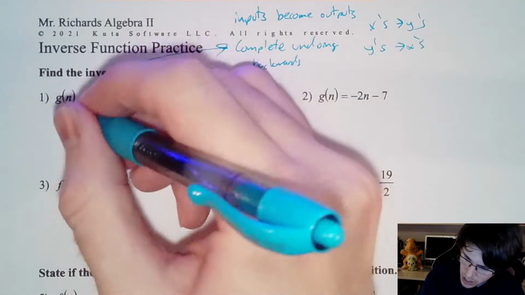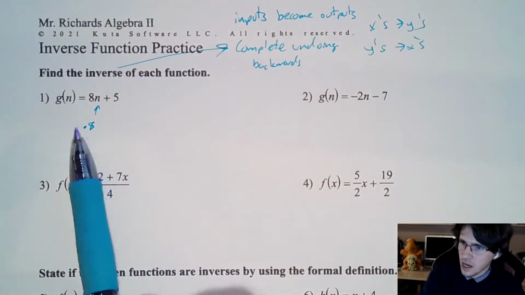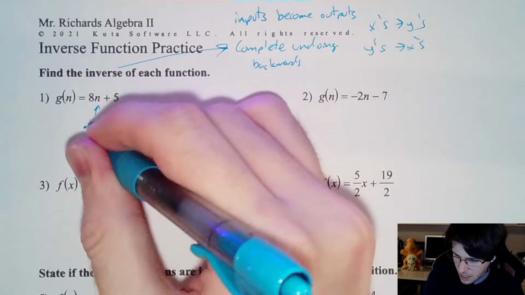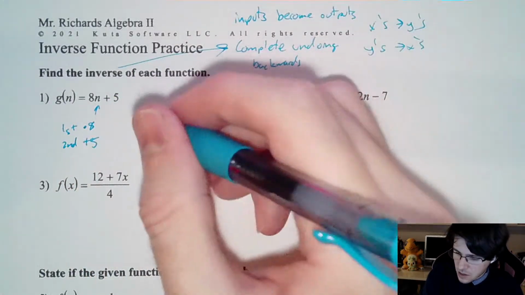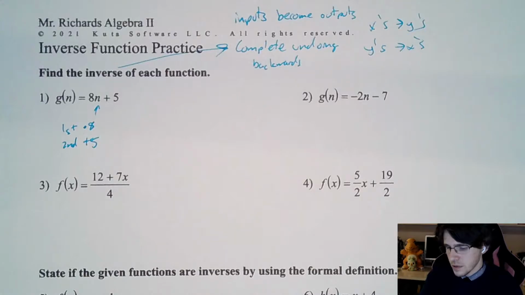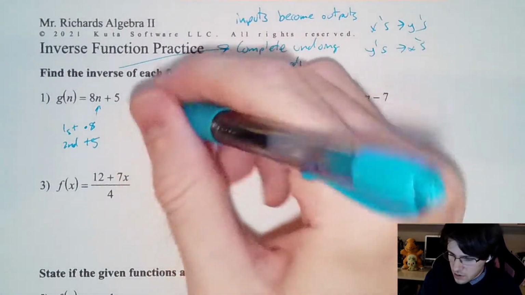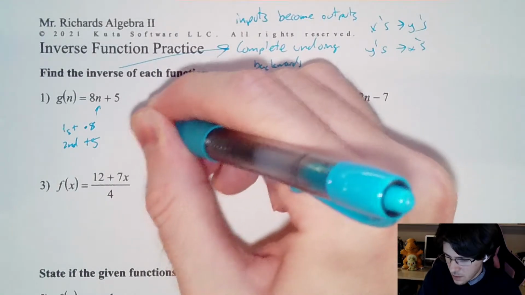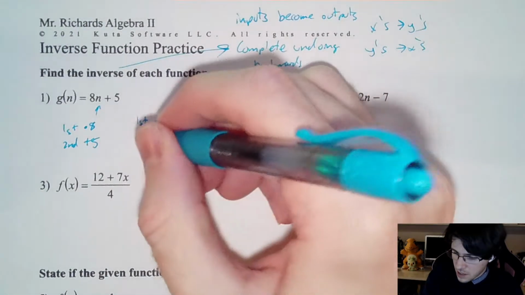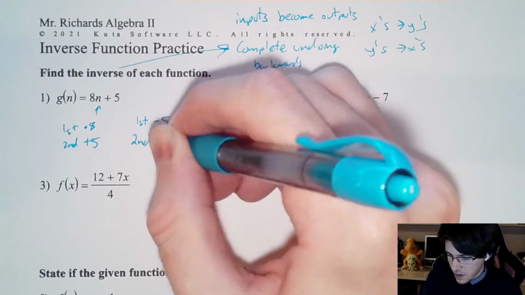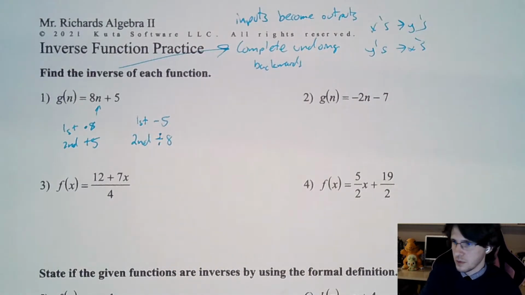So the idea here is what is happening to n. That n right there is getting multiplied by 8. And then after you multiply it by 8, it's going to be adding 5. So this is what happens first, and this is what happens second. So you're going to be undoing it completely. In other words, what happens second, you're going to undo that. So now what happens first on the backwards version is going to be subtracting 5. You're undoing the adding 5. And then what happens second is you're dividing by 8. You're undoing that multiplying by 8.